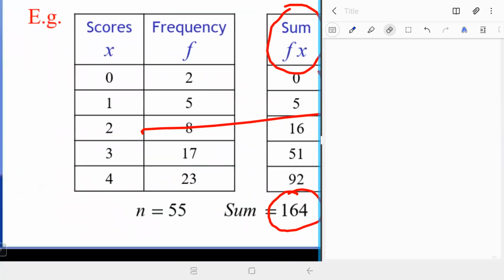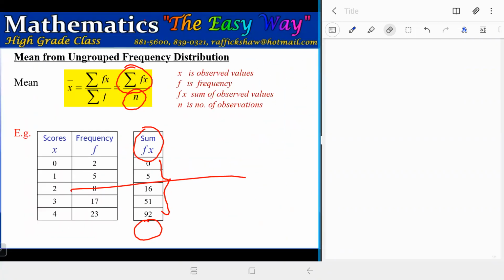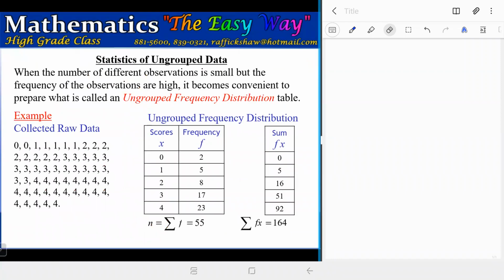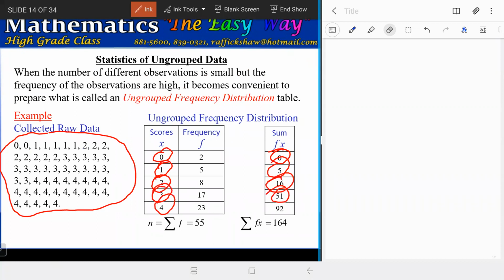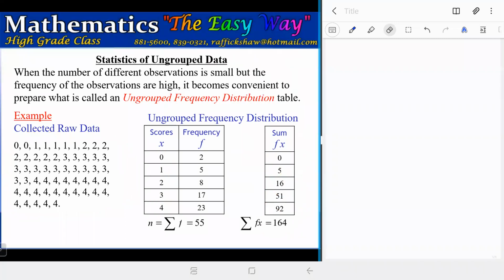You don't have to add them up by adding up all of these values individually, as that takes more time. The short way is to sum the zeros, sum the ones and get 5, sum the 2s and get 16, sum the 3s and get 51, sum the 4s and get 92, and then you add up all of these to get 164.